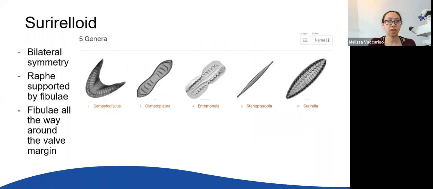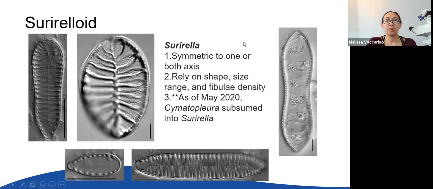Surirelloids have bilateral symmetry, and the raphe supported by fibulae all around the valve margin. Now, Surirella, they're symmetric to one or both axes. Again, rely on shape, size range, and fibulae density to try to get to the species on these. One of the other more commonly reported genera was Stenopterobia, and again, as of May 2020, these have been subsumed into Surirella.